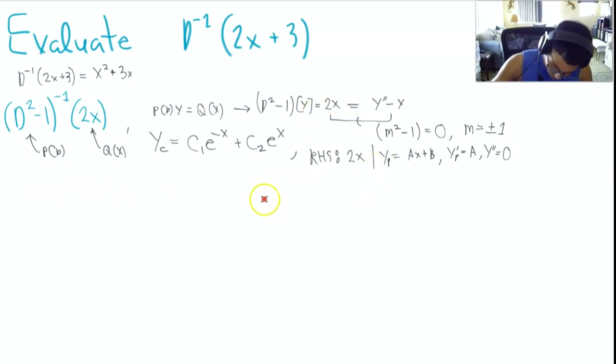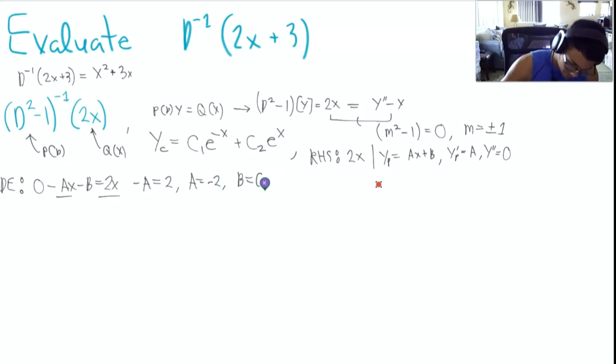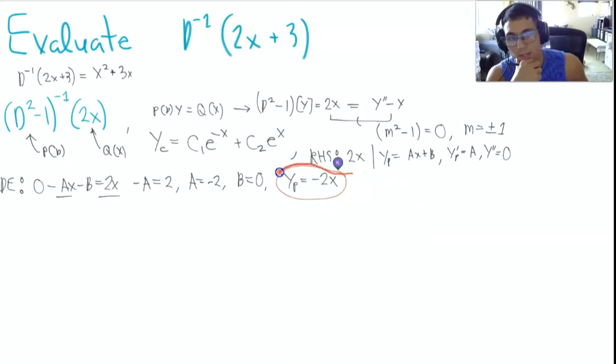Well, if we recreate the DE, it is simply 0 minus this, right? There we go. Ax minus b. And then look at this, you could already just read off that negative a is equal to 2, thus a is equal to negative 2, and then b is equal to 0, thus yp is equal to negative 2x. So let's try to do this now not using the method of undetermined coefficients. Let's try to do this using inverse operators.